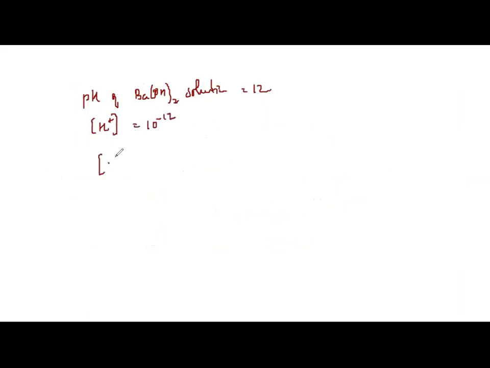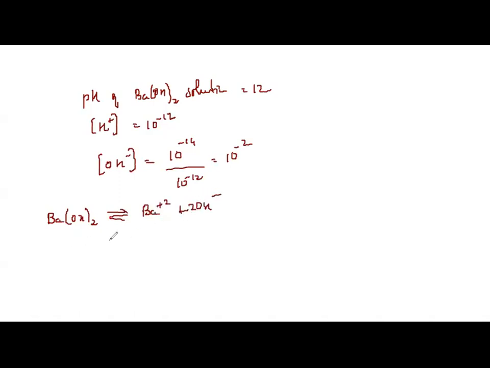Then if the H plus ion concentration is 10 raised to minus 12, what will be the OH minus? It will be 10 raised to minus 14 divided by 10 raised to minus 12. That comes out to 10 raised to minus 2, correct? Now, how does barium hydroxide dissociate? It dissociates to give Ba plus 2 plus OH minus. There are two OH minus, correct? And here this is S, this is 2S. So 2S is equal to the OH minus ion concentration, which is 10 raised to minus 2.